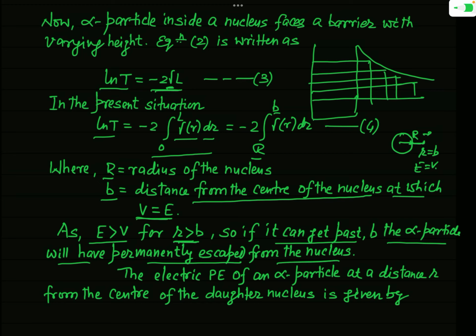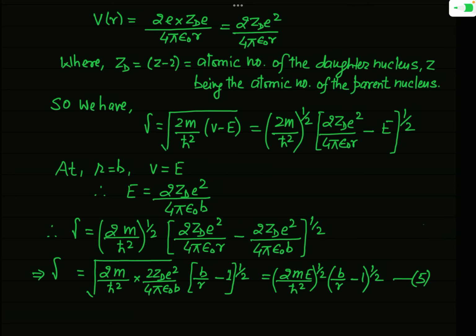Now, what will be the potential energy of an alpha particle at a distance r from the center of the daughter nucleus? That potential energy is simply given by the Coulomb potential energy. You can see there is a daughter nucleus, and you know the daughter nucleus has atomic number Z minus 2. And this is your alpha particle. Since the number of protons in the daughter nucleus is Z minus 2 and the charge of one proton is e, the charge of the daughter nucleus is (Z minus 2) times e, and the charge of the alpha particle is plus 2e. So there will be a repulsion and the potential energy will be positive.